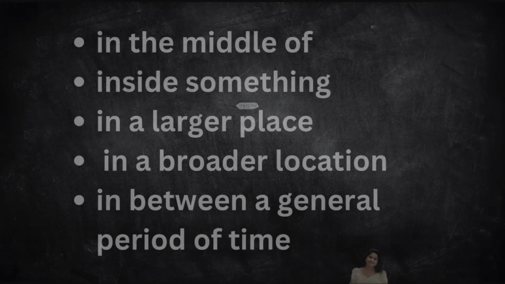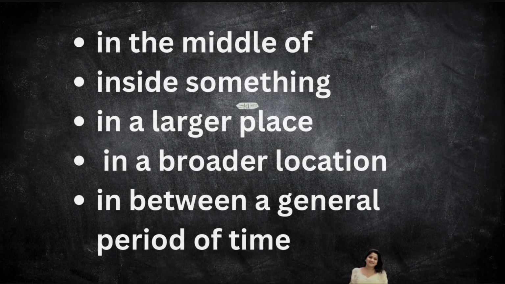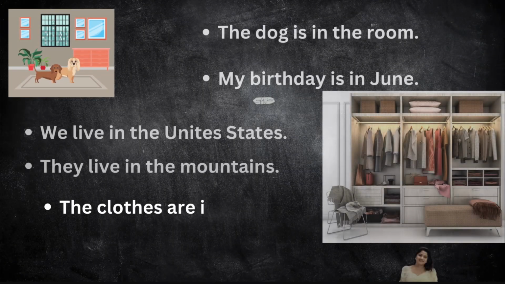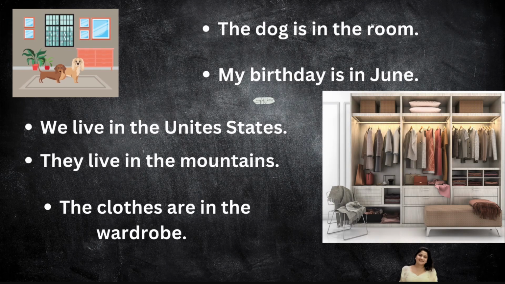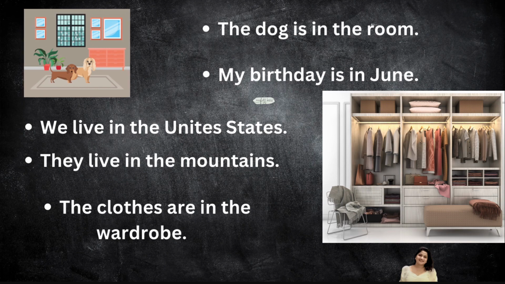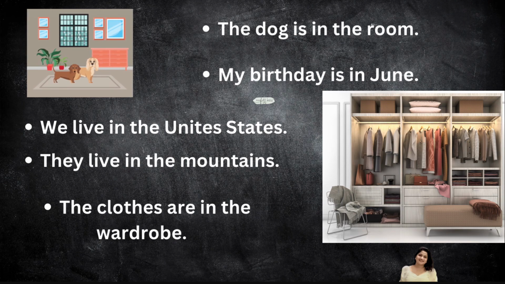Now when we talk about the preposition of place, there in is used to depict something in the middle of or inside something, in a larger place, in a broader location, or maybe in between a general period of time. Few examples. The dog is in the room, so the creature is inside the room. My birthday is in June, in a broad period of 30 days.